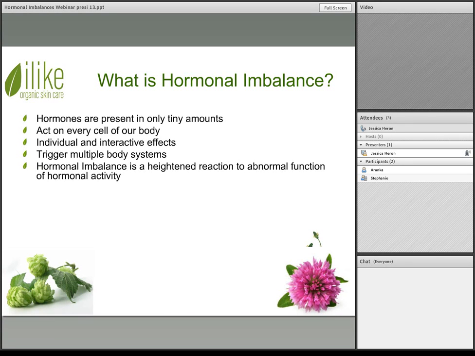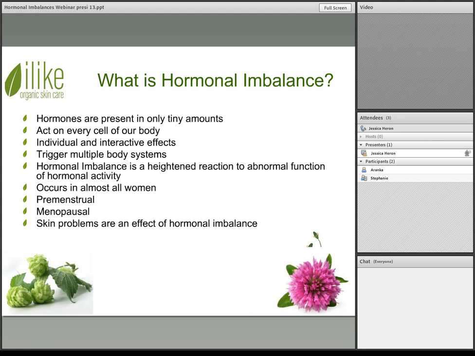Hormonal imbalance is a heightened reaction to abnormal function of hormonal activity in the body. It occurs in almost all women, especially in older women. During the premenstrual cycle of even a premature or a mature woman, and then also during their menopausal stage as well. So these types of hormonal imbalances can occur in almost all women, but mostly during the times of a premenstrual symptom or also during menopausal stages or at that age.